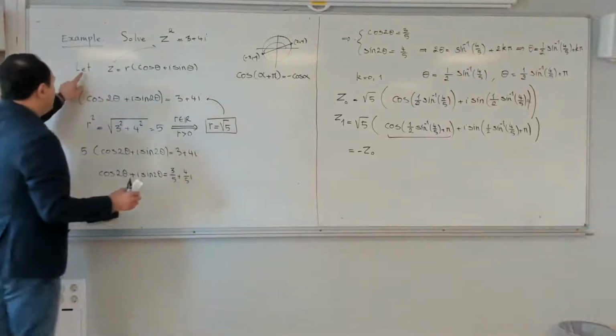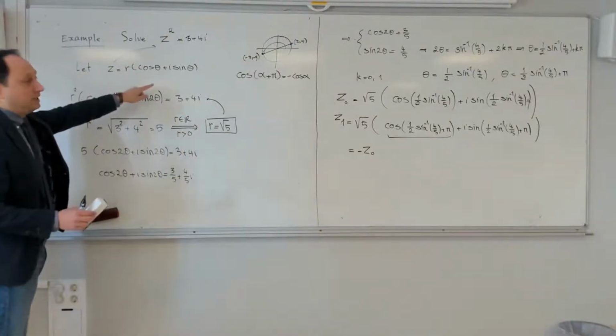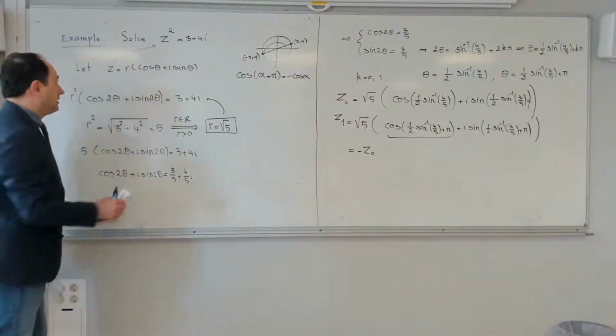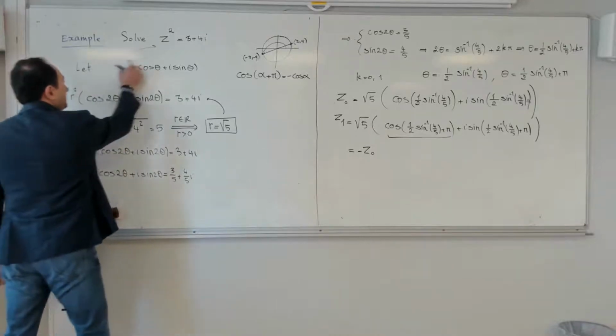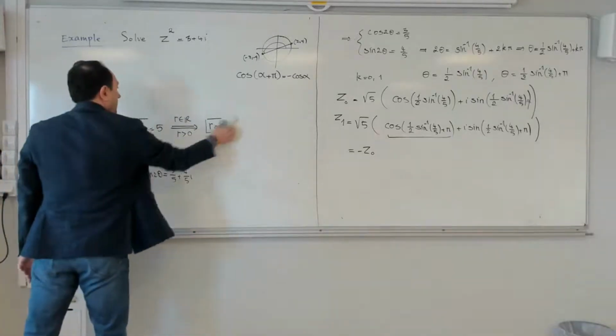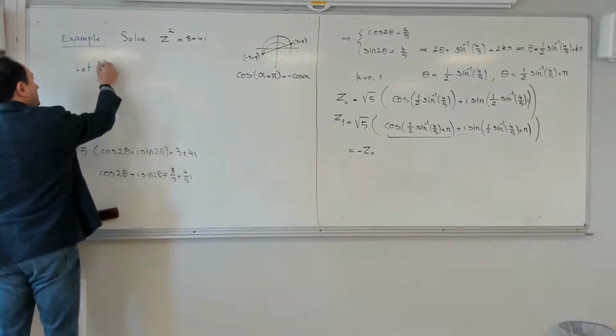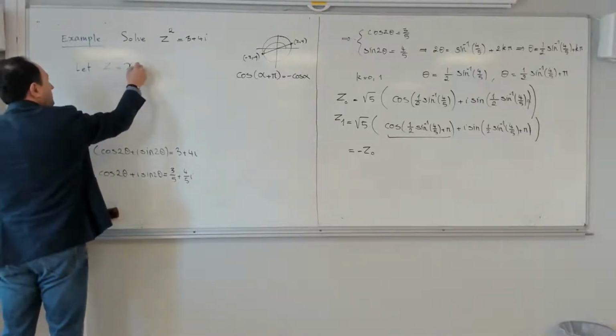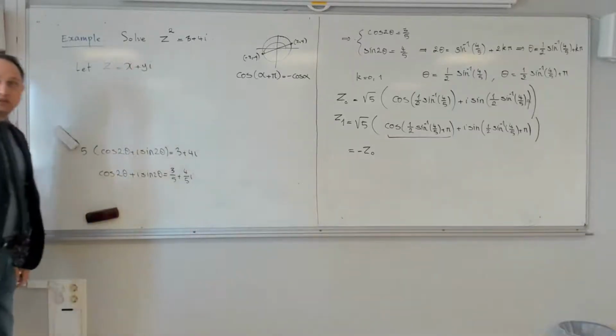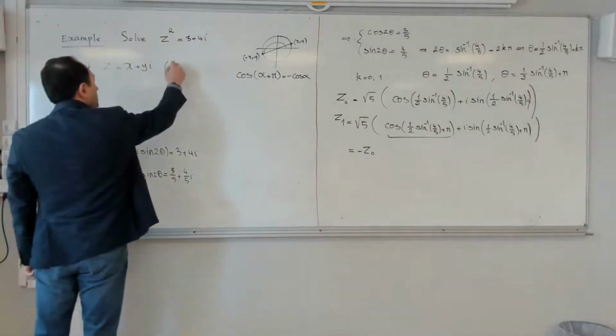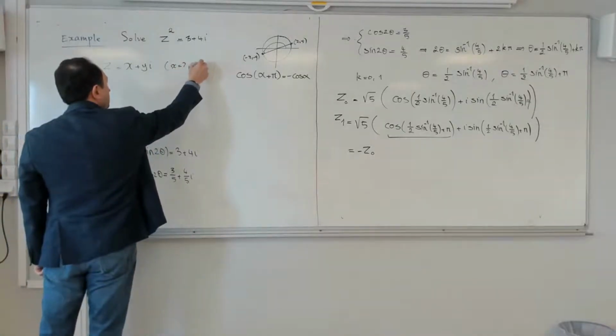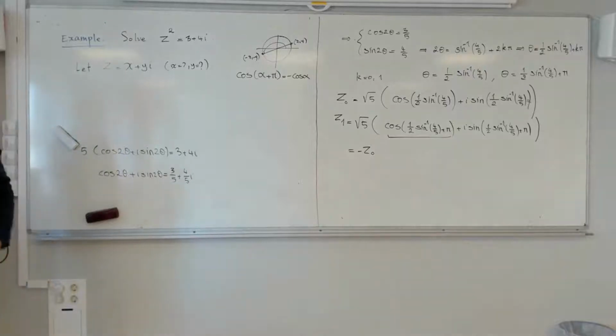Instead of saying that let z be equal to this and looking for r and theta, I can say that let z be equal to x plus yi. Yes? And then I am looking for x and y. Now you will see what is the downside. But for this case, it becomes better.